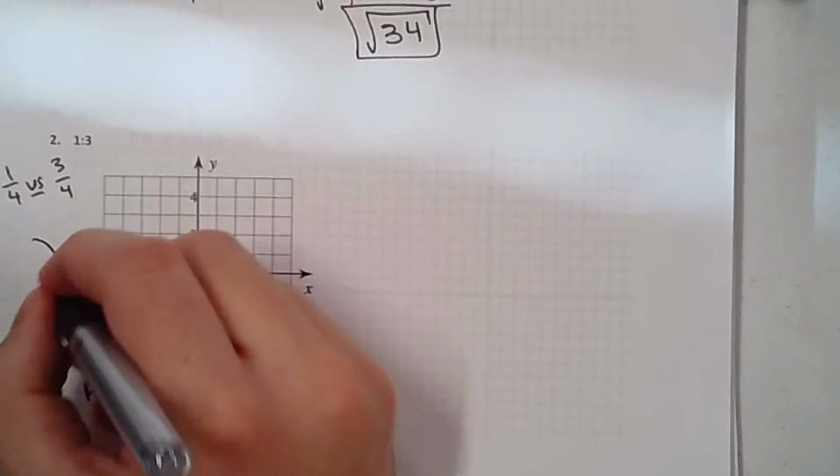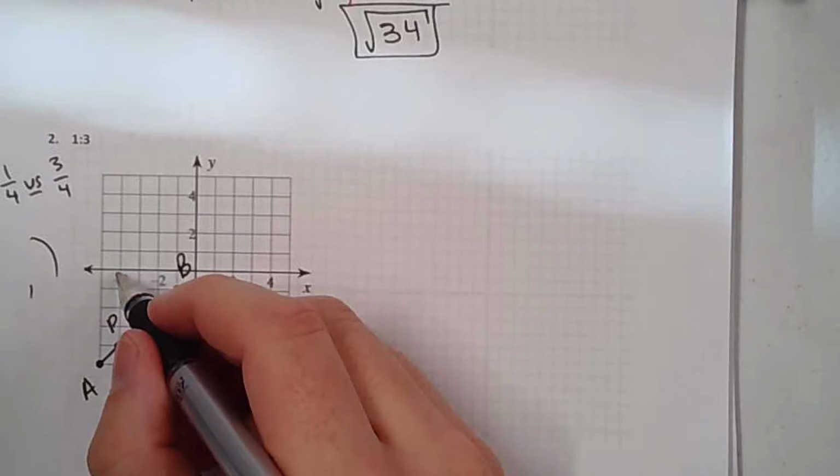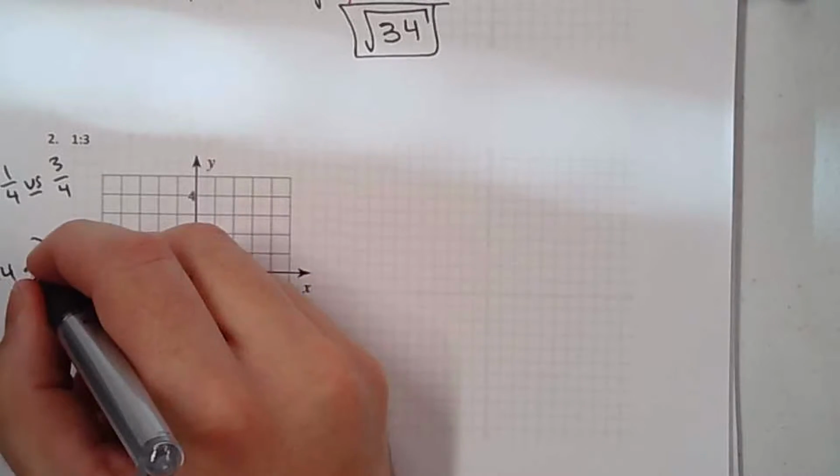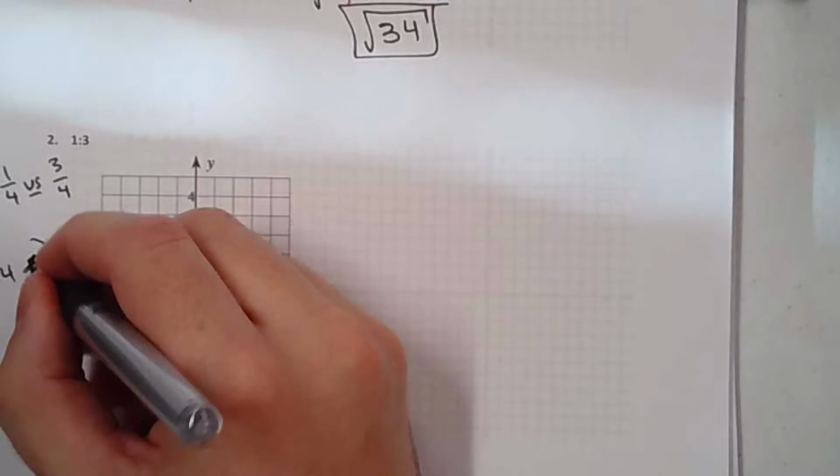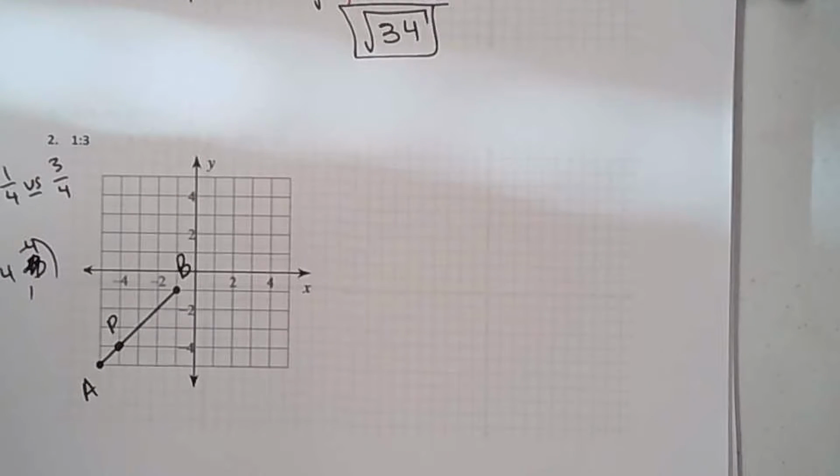So our answer should be 1, 2, 3, 4 to the left and down 3. Oh, no, down 4. I miscounted. So negative 4, negative 4. Again, quadrant 3 is double negatives, right? So that should be our answer.